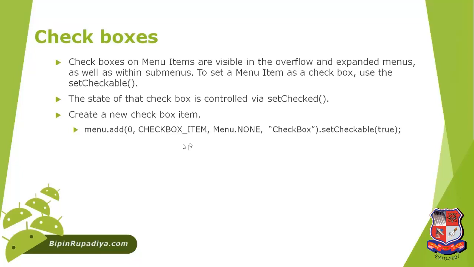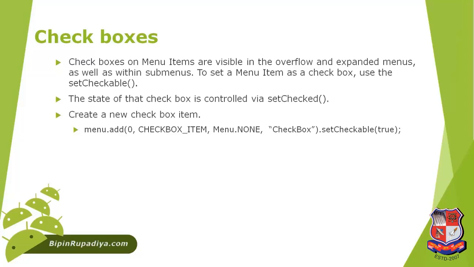So menu.none means we do not want to specify any specific order. And for the checkbox text, you can keep it anything. Say I want to set checkboxes for the languages Gujarati, Hindi and English. You can set these items one by one. For Gujarati, here we are creating this one.